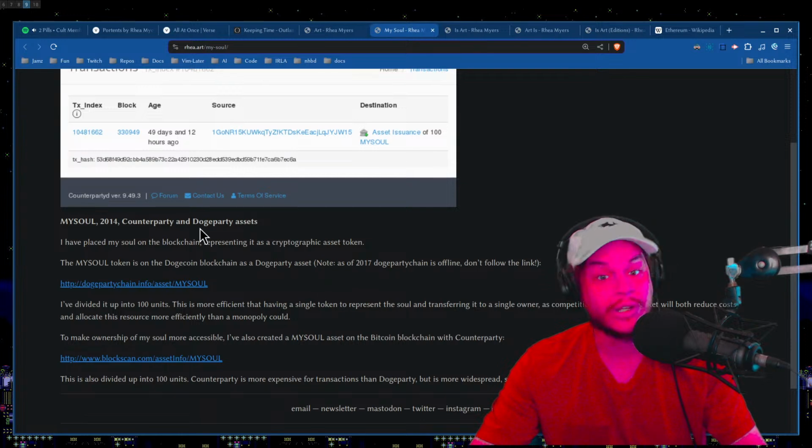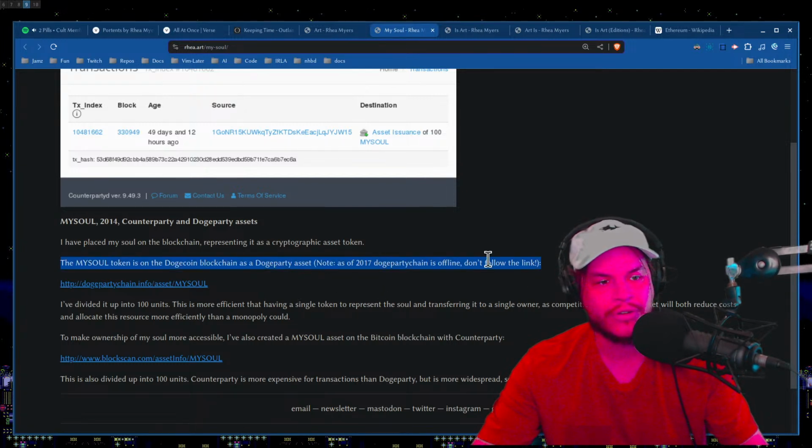Now, My Soul is on Counterparty, Doge Party assets, right? So also early ways of actually putting some sort of art on chain using Counterparty in this case. Place My Soul on Bitcoin, represented in a cryptographic asset token. The My Soul token is on the Dogecoin blockchain as a Doge Party asset. Note, as 2014 Doge Party chain is offline, so don't follow the link.